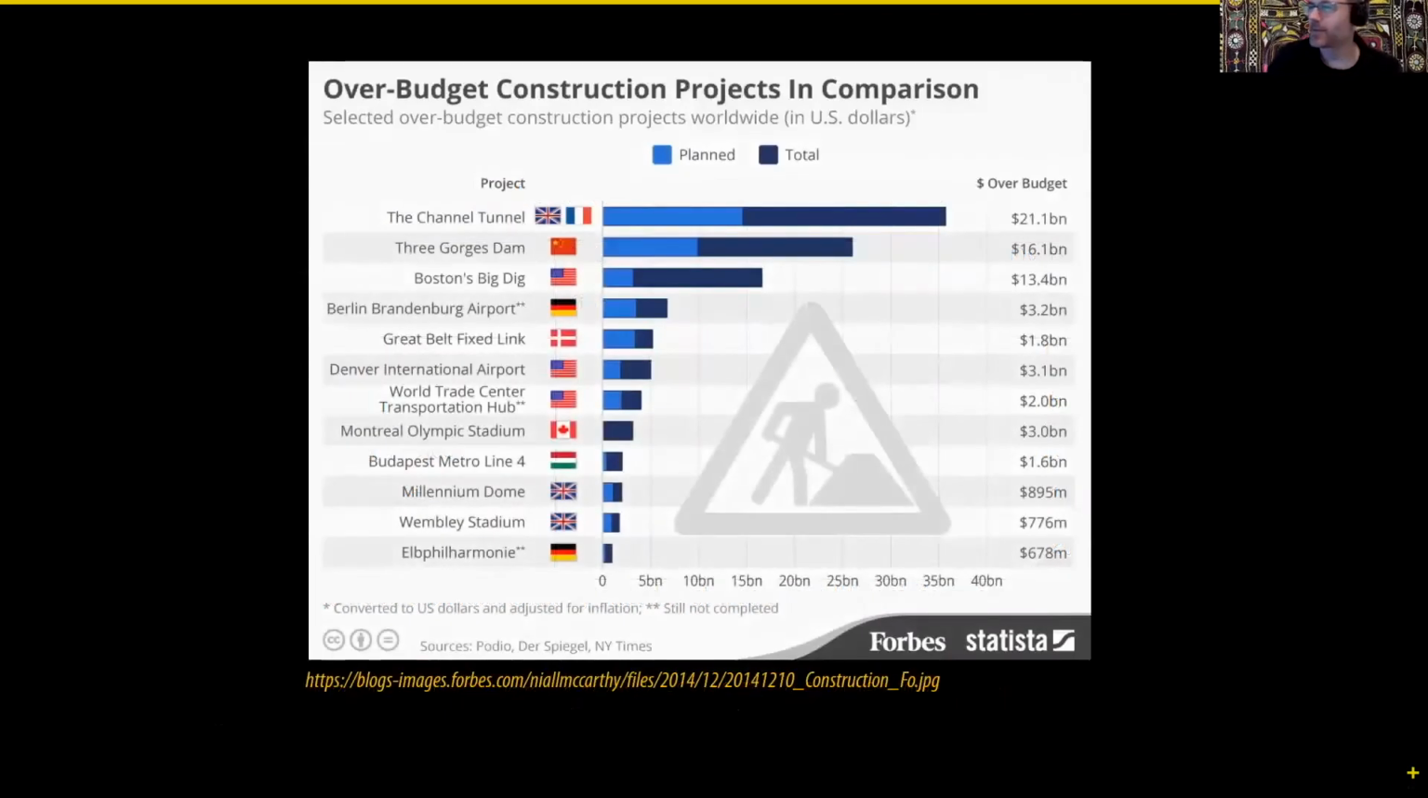And again, some other projects, the Channel and Boston's Big Dig, and you can see the lighter blue is the planned cost, and then the overrun. Wow.